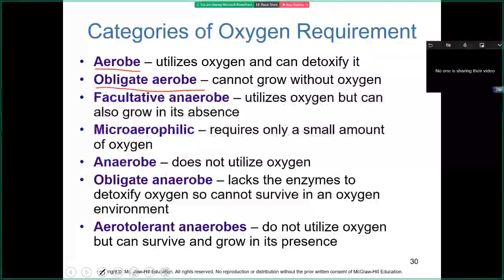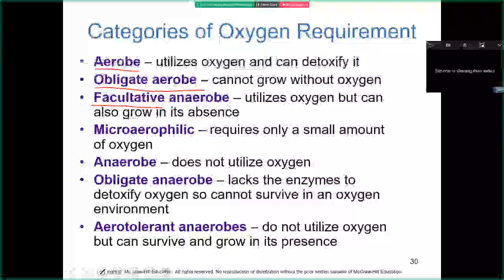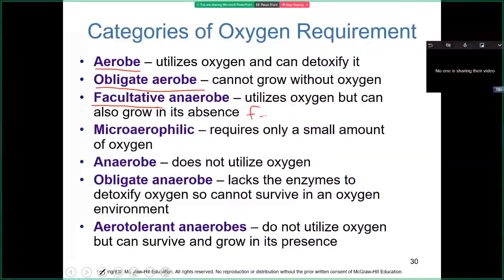Now, some organisms are equipped to detoxify oxygen, but they don't absolutely have to have oxygen. So they would be facultative. The word facultative essentially means flexible. They are switch hitters. They can live in the presence of oxygen, and they can use it if they need to. But if no oxygen's available, no problem. They just switch over to a different type of metabolism, and they can live for a while that way. Some of these organisms can break down organic molecules in the absence of oxygen and carry out a type of metabolism known as fermentation.